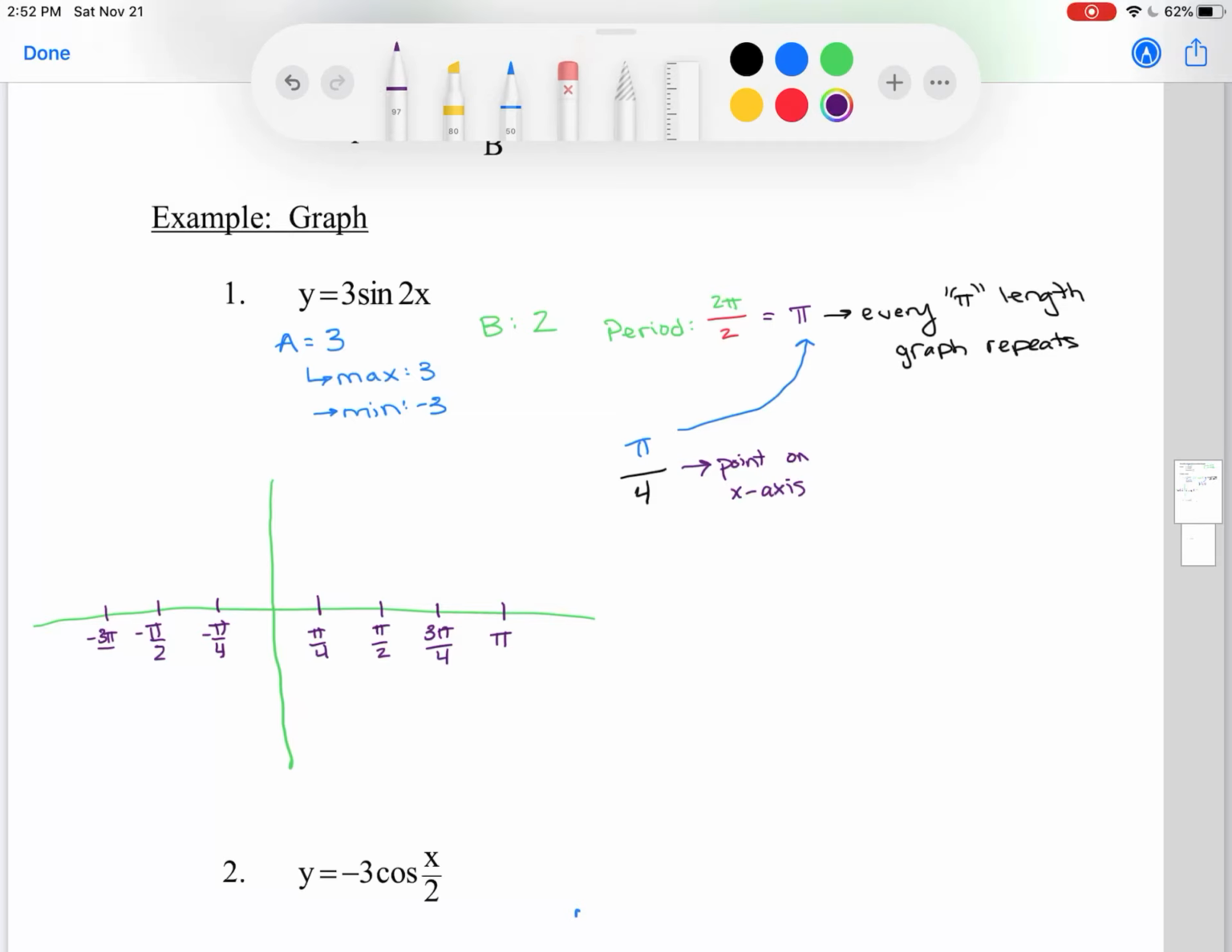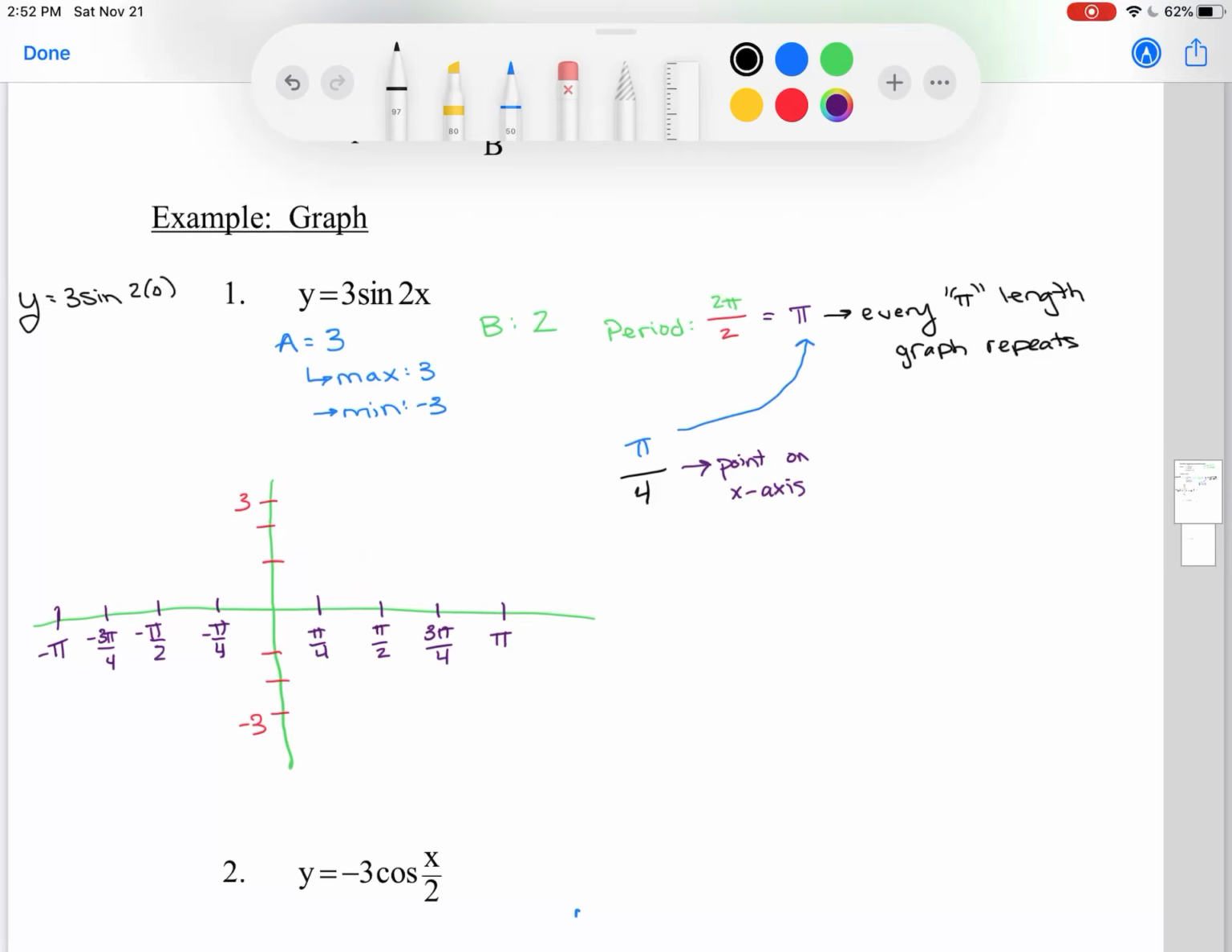Now let's do the same thing on the left-hand side. Negative pi over 4, negative pi over 2, negative 3 pi over 4, sorry guys, and then negative pi. Think back to your amplitude now. Let's do my y's. Well, the highest y value we can have is 3. The lowest y value we can have is negative 3.